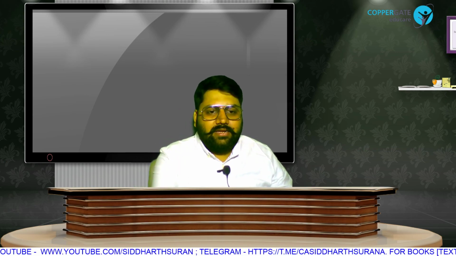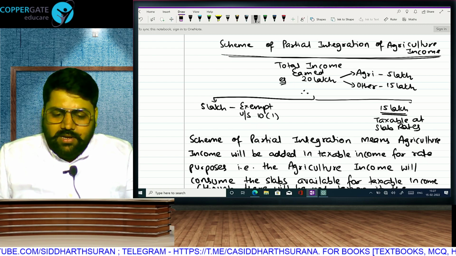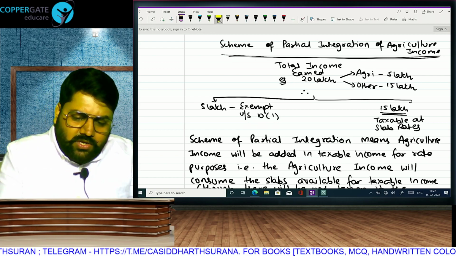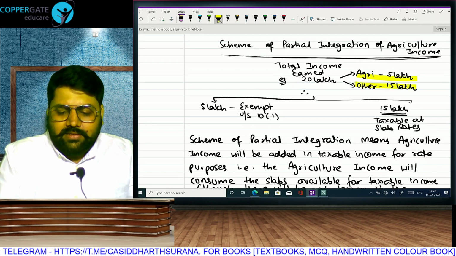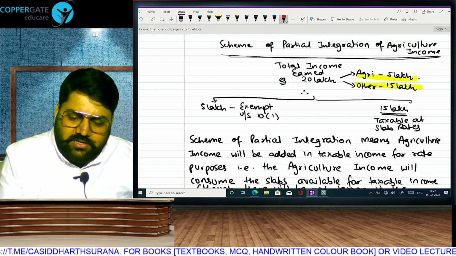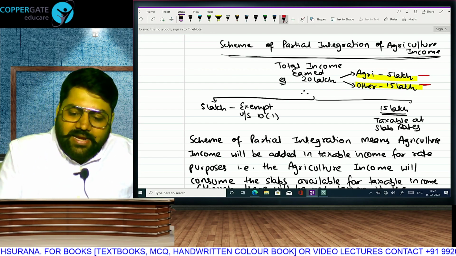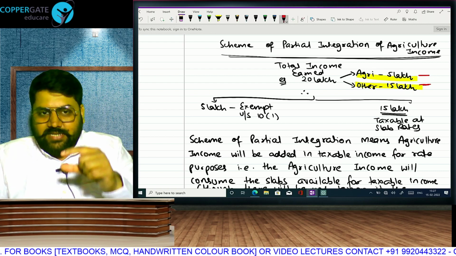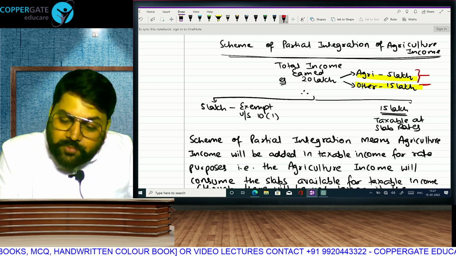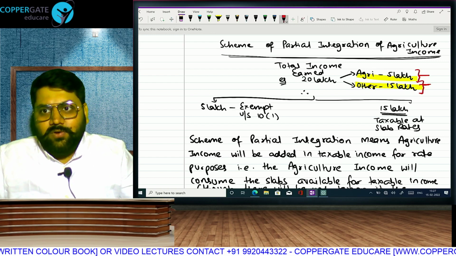Thus, to stop it, we have the concept of the scheme of partial integration. Let me explain with the help of an example. We are taking an assessee who has agriculture income of 5 lakh and other income of 15 lakh. This person will pay 0 tax on 5 lakh, being exempt income. And the 15 lakh will be taxed at slabs, 0, 5%, 20%, 30%, assuming old regime. Here also initially 0, then only 5%, then only 20%.